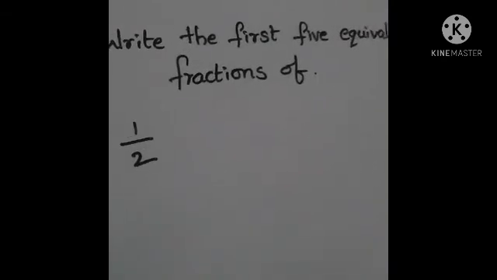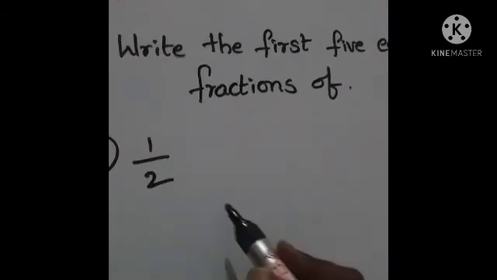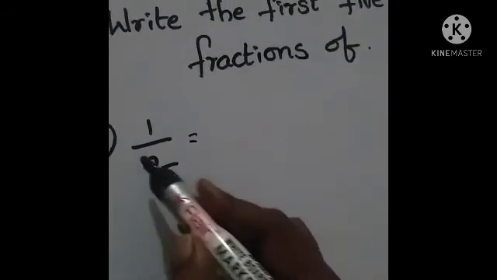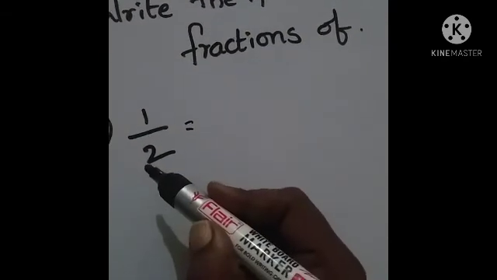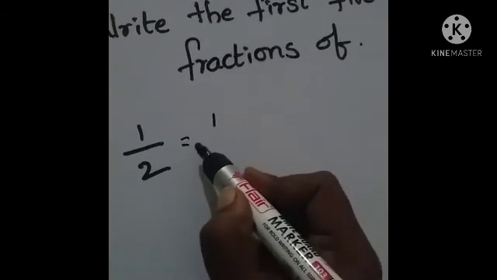Fourth one is write the first 5 equivalent fractions of 1 by 2, 1 by 3, 2 by 5, 3 by 4. First we have to find the equivalent fractions of 1 by 2. Write the first 5 equivalent fractions. When we multiply the denominator and numerator by the same number, we get an equivalent fraction. First they are asking for 5 equivalent fractions.